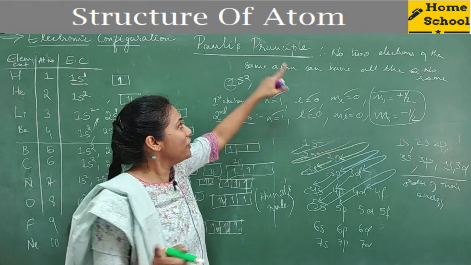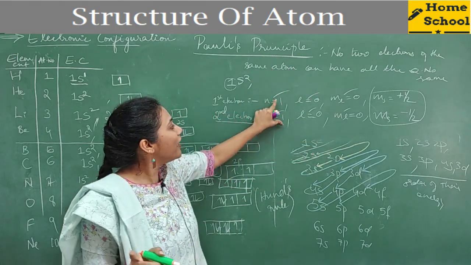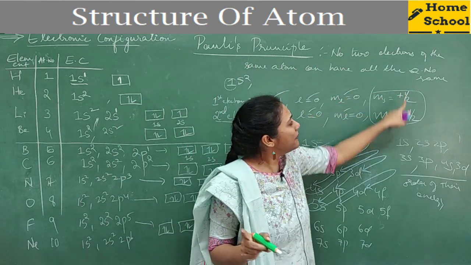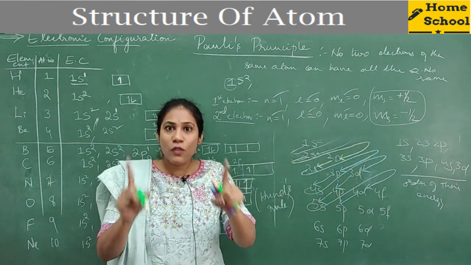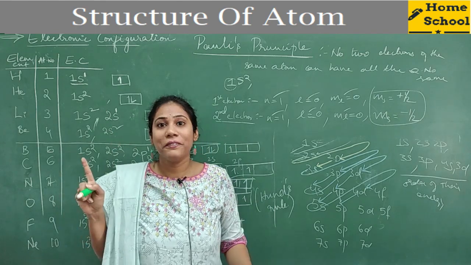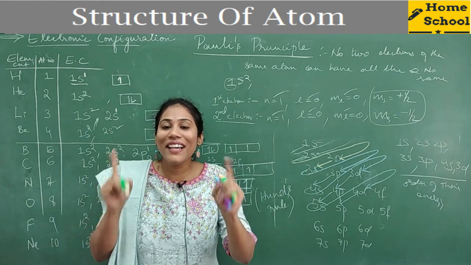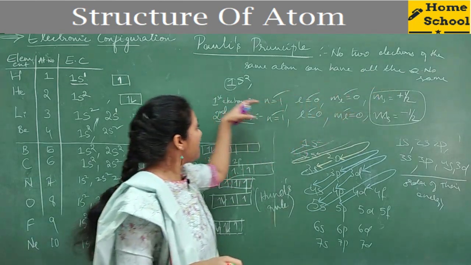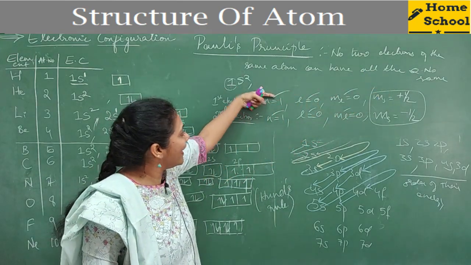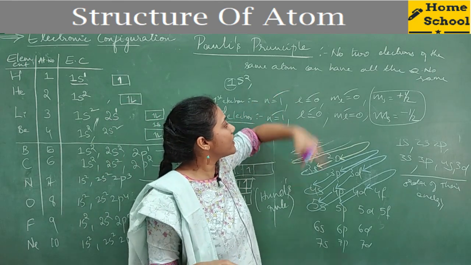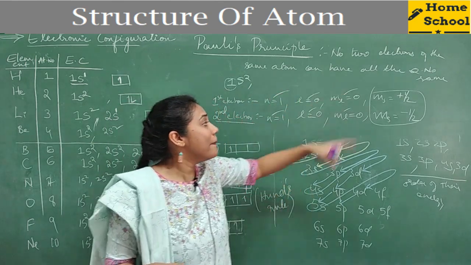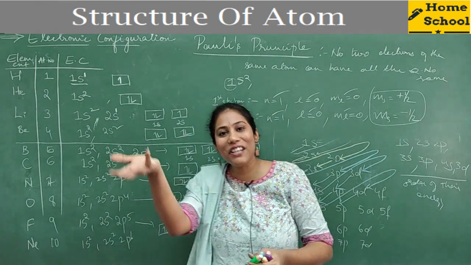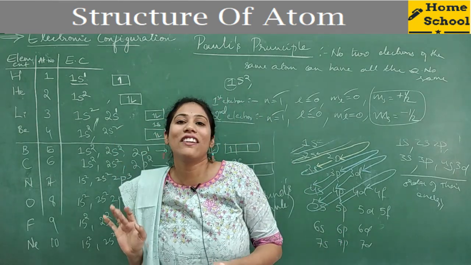Now you read the definition. Whenever you have 2 electrons in one subshell, they cannot have all the quantum numbers the same. At least one quantum number will be different. Okay, at least one quantum number is different. When both the electrons are present in the same orbital, they may have n value same, they may have L value same, they may have ML value same, but they cannot have MS value same, because if one rotates in a clockwise, the other rotates in an anti-clockwise.